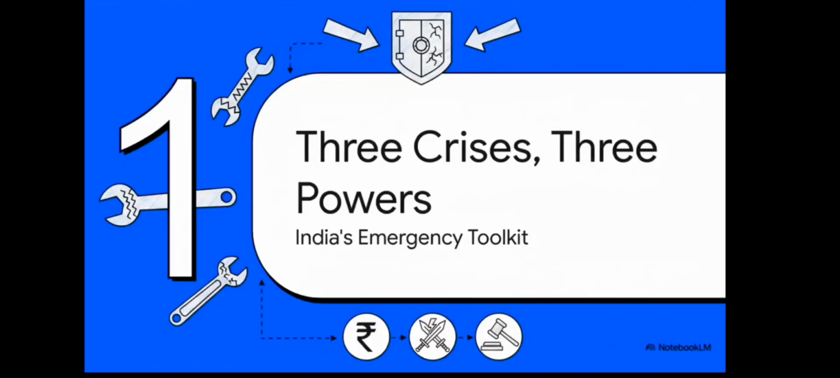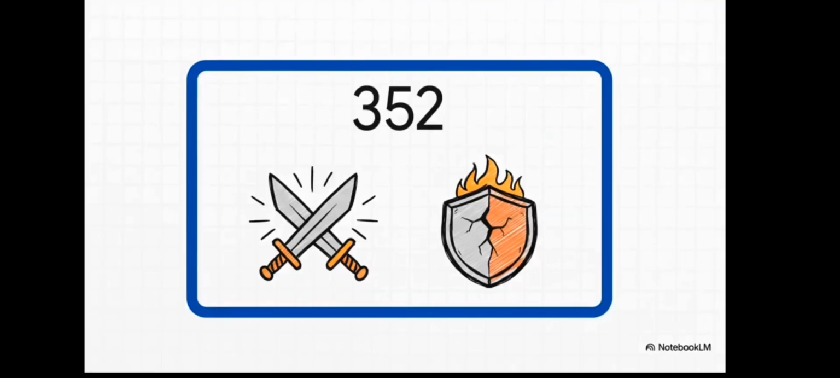But this constitutional toolkit isn't just one big red button. It's not a one-size-fits-all kind of deal. It actually contains three very distinct powers, and each one is designed for a very specific type of crisis. So, let's break them down. Okay, first up, we've got the national emergency under Article 352. You've got to think of this as the nuclear option. It's only for the absolute gravest of threats, like a full-blown war or an armed rebellion. And for good reason, it's the only one that's officially called a proclamation of emergency in the Constitution itself.